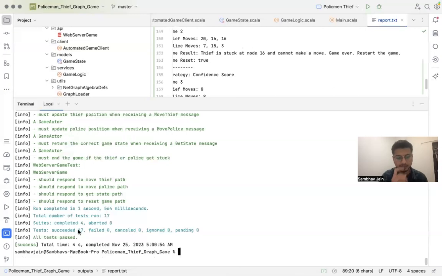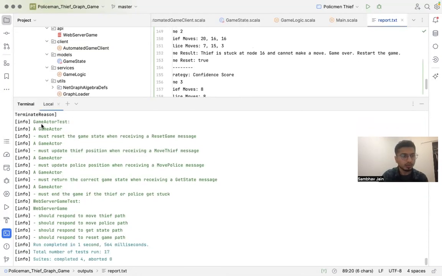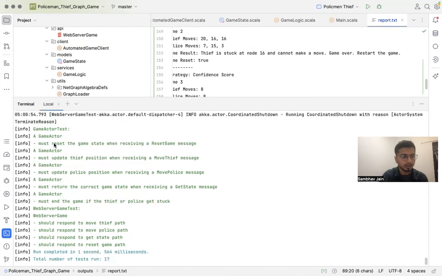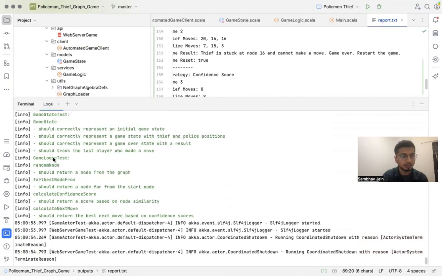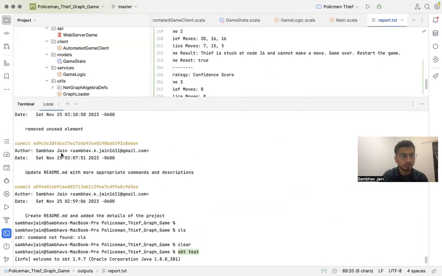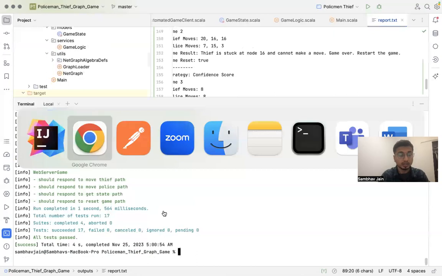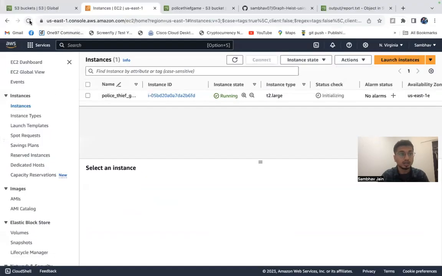Yeah, so all the test cases have succeeded. The test suites we had were game actor test and web server game test, and all these test cases. Before that we have game logic test, then we have game state test. So these are all the test cases we have. Our test cases are done, and now let's check our instance.